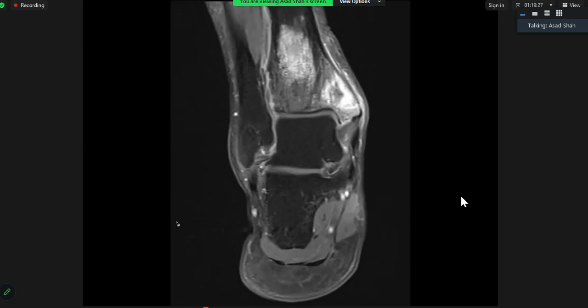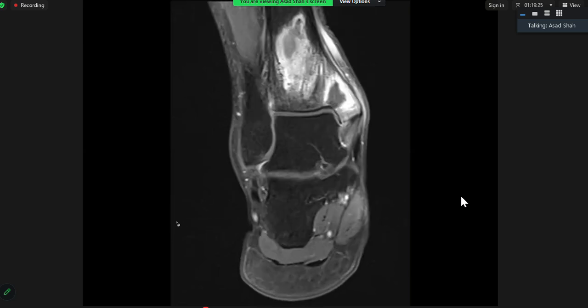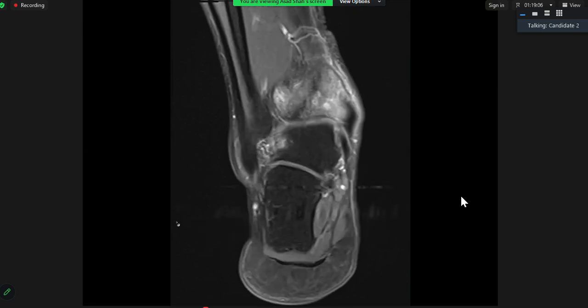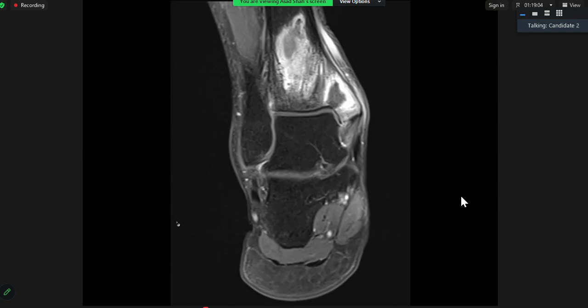So the first three that you said were? Osteomyelitis, giant cell tumor, and osteosarcoma. Other differentials include metastasis, but osteomyelitis I will put at the top. The patient is well. His bloods are normal. He doesn't have any temperature. It's just pain. Another differential in this case would be metastasis. He is 26-year-old.